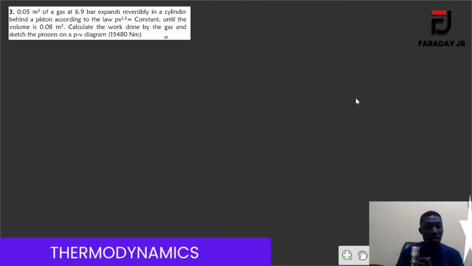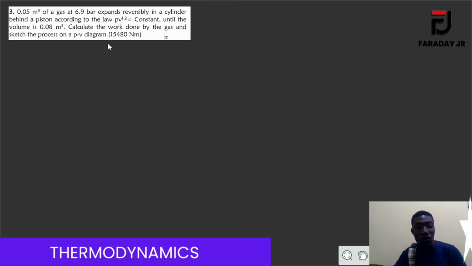Okay, so this is another example too. From the question, it says that 0.05 meter cube of a gas at 6.9 bar expands reversibly in a cylinder behind a piston according to the law PV^1.2 = C, until the volume is 0.08 meter cube. Calculate the work done by the gas and sketch the process on a PV diagram.